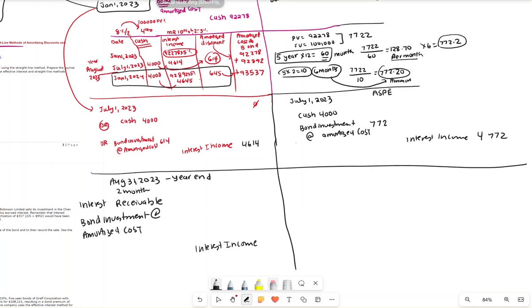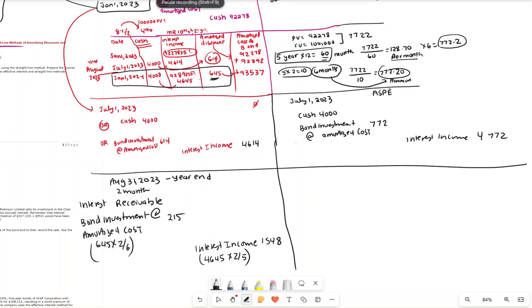I'm going to take each number and convert it into 2 months. My interest income was 4645. I multiply by 2 over 5, and what do I get? I get 1548. Now if I go to my next one, my amortization amount was 645. I take 645, multiply by 2 over 6. What do I get? 215.